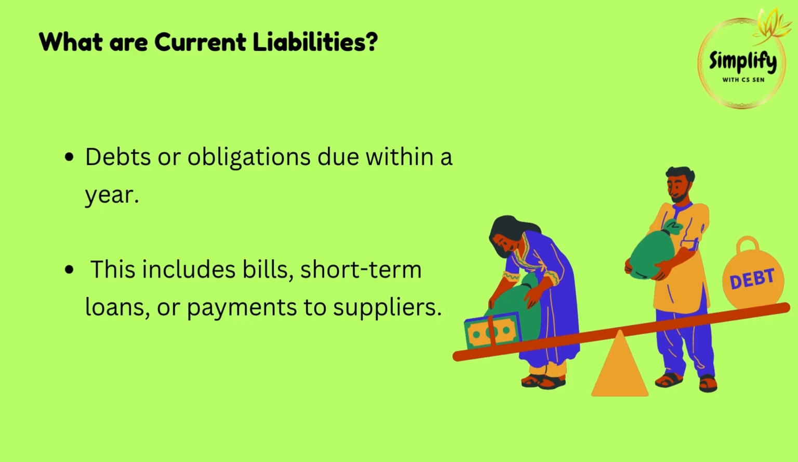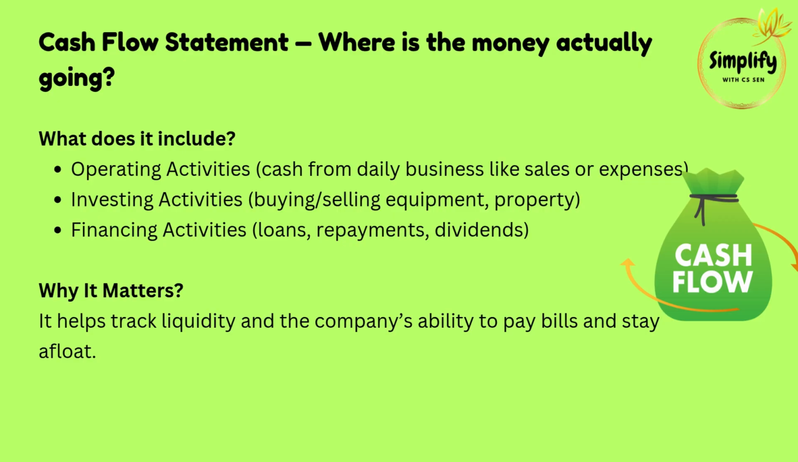Now that we've understood the balance sheet, let's move on to the third key financial statement, the cash flow statement. While the P&L tells us about profits and the balance sheet shows what we own and owe, the cash flow statement answers a crucial question: where did the money actually go? What is a cash flow statement? It asks the question, where is the money actually going? This statement tracks the actual movement of cash in and out of the business.